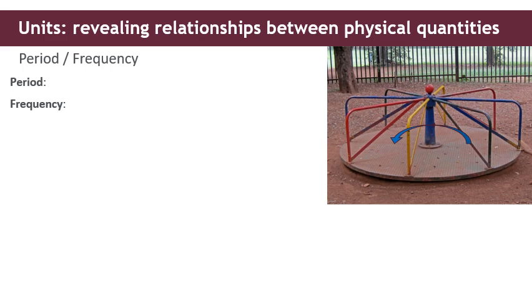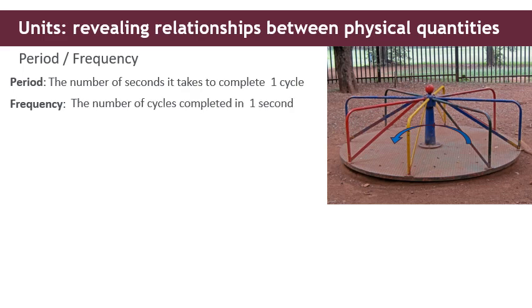Next, period and frequency. You remember from high school, the period is defined as the number of seconds it takes to complete 1 cycle. The frequency, the number of cycles completed in 1 second. Oh, 1 cycle, 1 second. I'm feeling a purr coming on here.